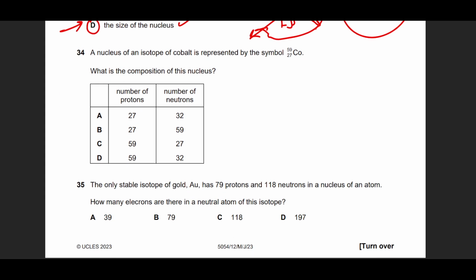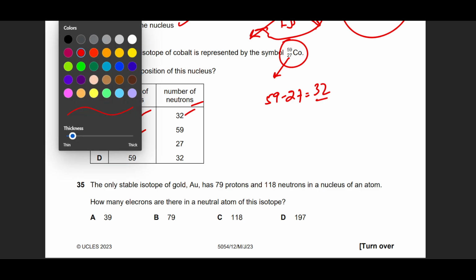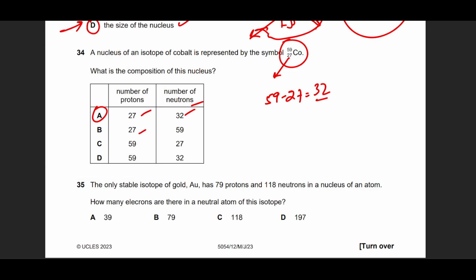34, represented by the symbol, again, basic chemistry. We can see that the number 27 represents the number of protons, and 59 represents the number of protons plus neutrons. So if you want to find neutrons, you have to subtract them. So 59 minus 27 would have been 32. So option A is the answer, right? Okay. And in chemistry, this is the representation: A, Z of the component X. So this number represents protons, and this represents protons plus neutrons.